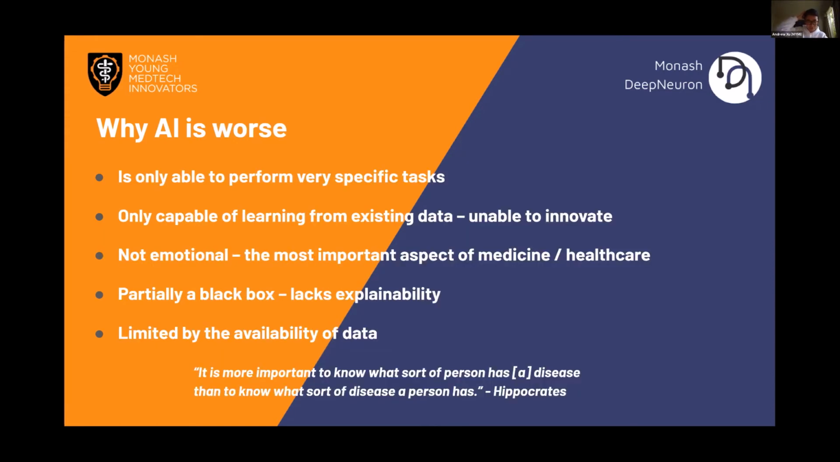But there are just so many ways that AI is worse than humans. One of the biggest things is that it's only able to perform tasks and solve problems it's specifically designed to do. So if you build an AI to detect, for example, lung cancer from X-rays, it would have no idea what to do if you gave it a scan of a brain, right? Or it will do something, but it will just be completely wrong.